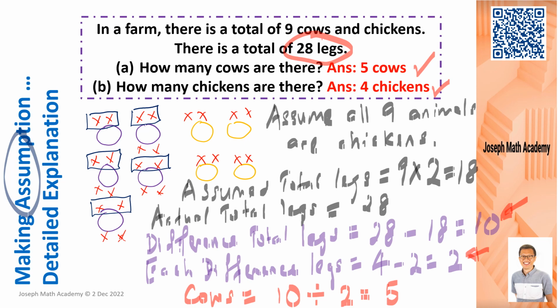It is a very simple heuristic that only requires very standard equations. Remember, let me go through again. We always start off with an assumption statement. Assume all the animals are chickens in this case, followed by the first equation, the assumed total, and we state the given actual total from the question. From the two totals, we can find the difference in total.